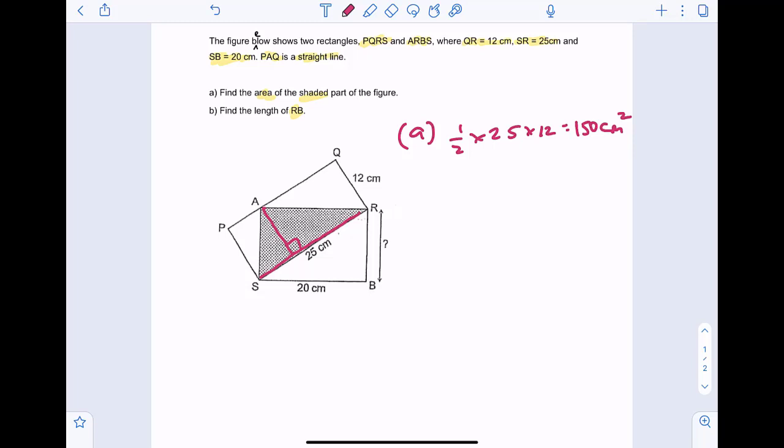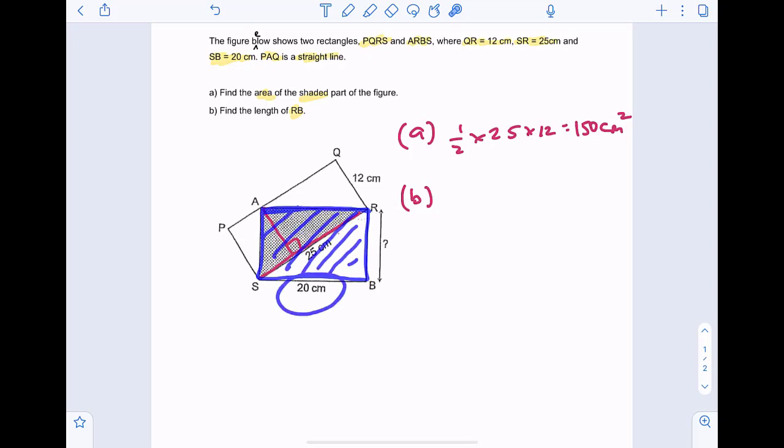Now for part B, find the length of RB. RB is over here. We need to know something about this rectangle, because once we get the area of the rectangle, we know that length times this breadth will give you that particular area. Since we already have the shaded part, if we multiply it by 2, so 150 times 2, we get the area of the rectangle.